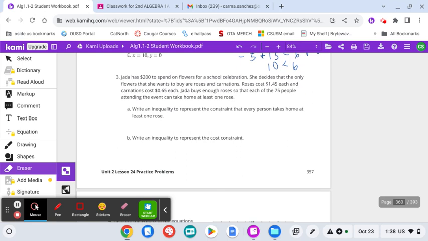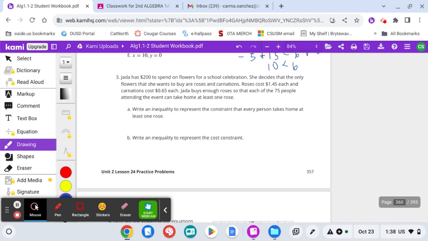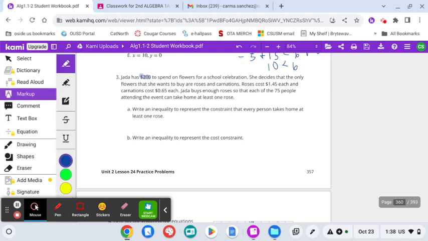Jada has $200 to spend on flowers for a school celebration. She decides the only flowers she wants to buy are roses and carnations. You're given here a budget of $200 and a cost for each kind. So just keep money with money there to write that first inequality. She wants to buy enough roses so that each of the people attending can take one home. And so your other constraint is going to be roses and carnations have to be each of the 75 can take at least one home.